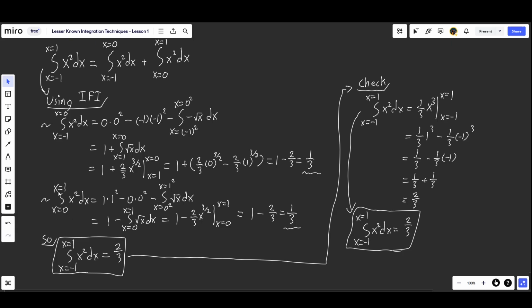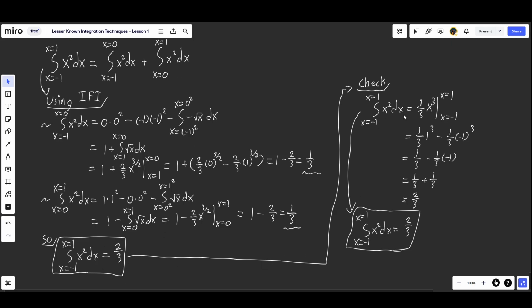from x equals 0 to x equals 1 is going to be equal to 1 times 1 squared minus 0 times 0 squared minus the definite integral from x equals 0 squared to x equals 1 squared of x squared's inverse over this interval, which is the square root of x. And integrating and simplifying, this is equal to 1/3 as well. So this definite integral will be equal to 1/3 plus 1/3, which is just 2/3.